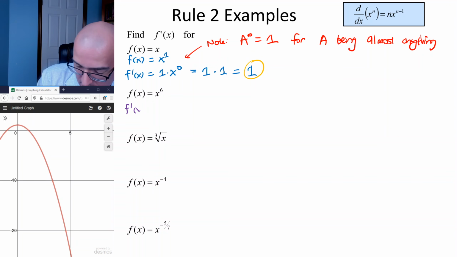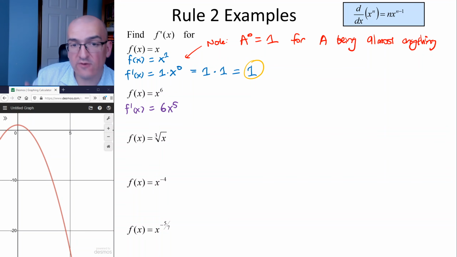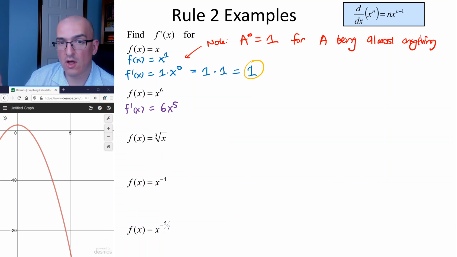The old power comes down and the new power gets reduced by 1, so 6x to the power of 5. See how fast that is compared to doing it the long way with the limit definition of the derivative. The limit as h approaches 0 of f of x plus h minus f of x over h. That's the result of that calculation. Were we to actually do it, get out the paper, 2 or 3 pages, well maybe not that long, but it's much longer than what just happened.